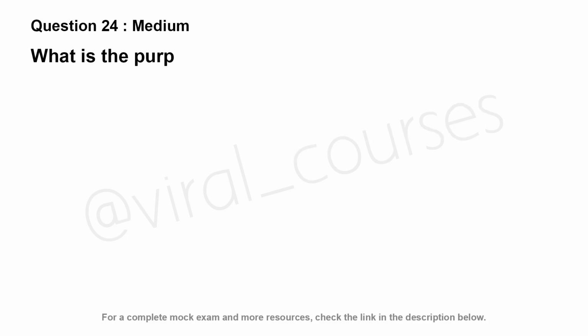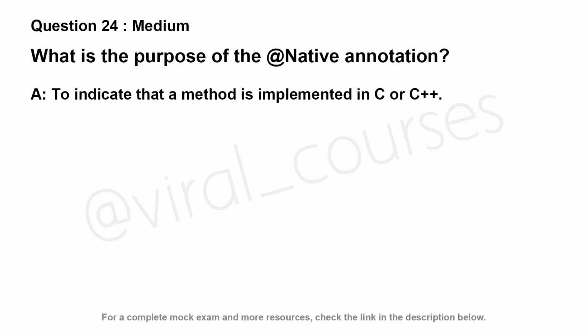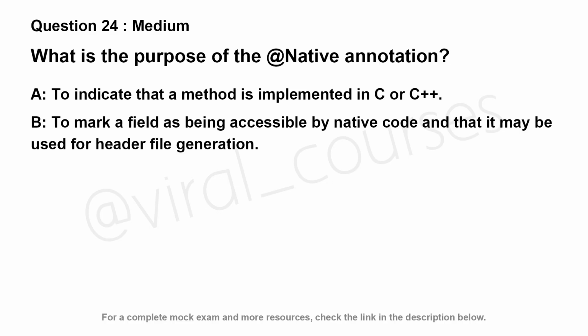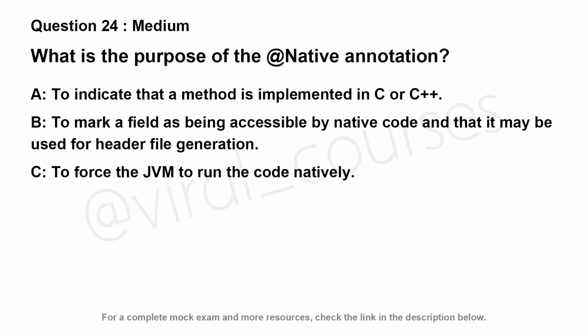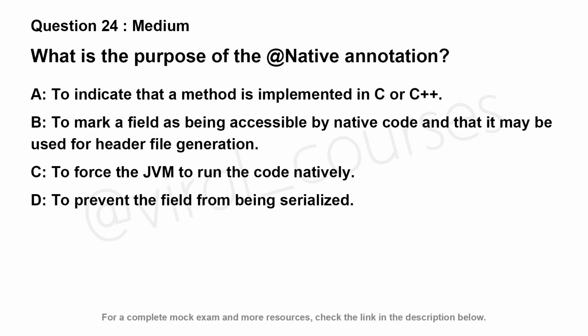What is the purpose of the @Native annotation? Option A. To indicate that a method is implemented in C or C++. Option B. To mark a field as being accessible by native code and that it may be used for header file generation. Option C. To force the JVM to run the code natively. Option D. To prevent the field from being serialized.